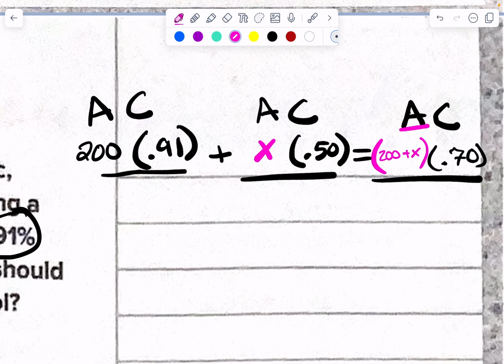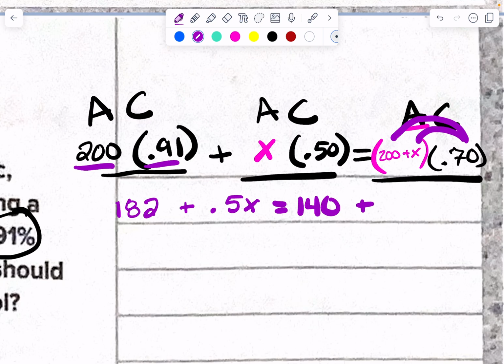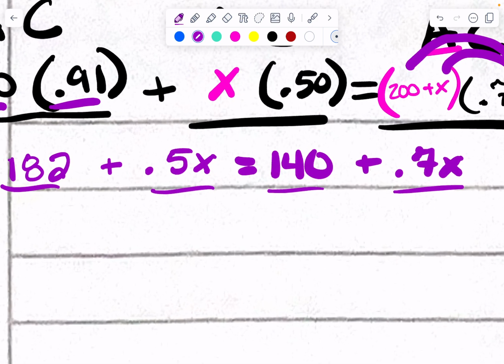And then I just do some math. So 200 times 0.91 is going to be 182, I believe. Okay, plus this is going to be 0.5x. I'm just going to put the 0.5 in front of the x. And then equals, I'm going to distribute my 70 through. Okay, so 70% of 200 is going to be, I think, 140. Plus 70% of x is 0.7x. Okay, and now I just have four terms, 1, 2, 3, 4. And I'm going to combine stuff.